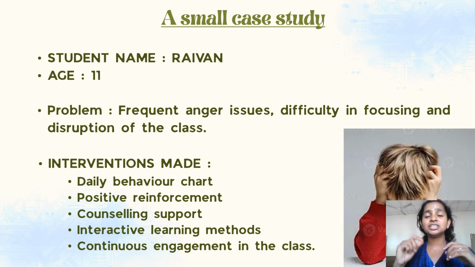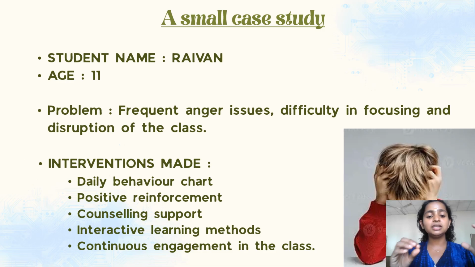Now the interventions made by the teacher are: the teacher prepares a daily behavior chart of the child and she notes down the behavior so that she'll get a clear idea about what the issue is with the child. Then, when he does something positive, the teacher provides positive reinforcement. So Raven feels that, okay, the teacher is taking care of me. So if I do this again, I'll get that reinforcement again.